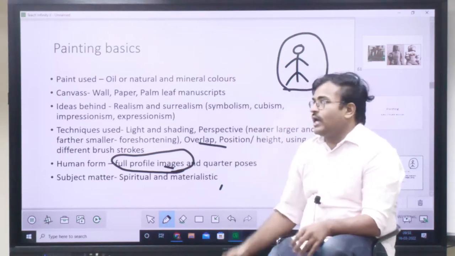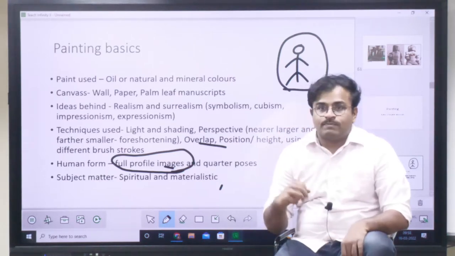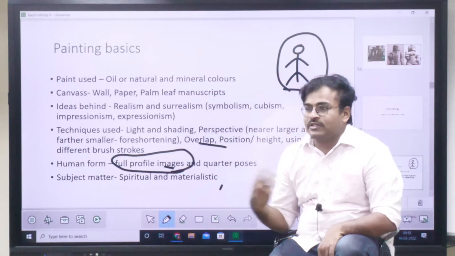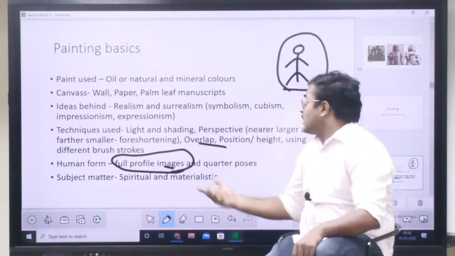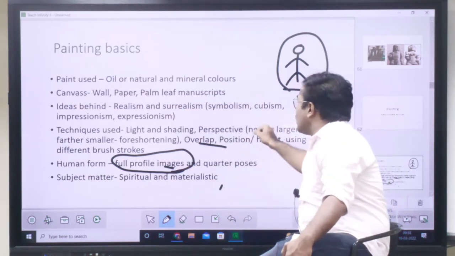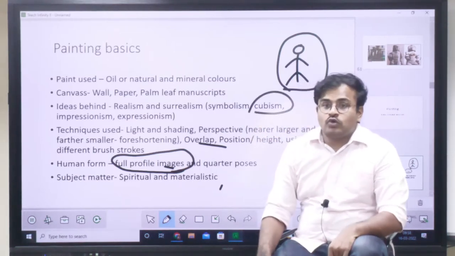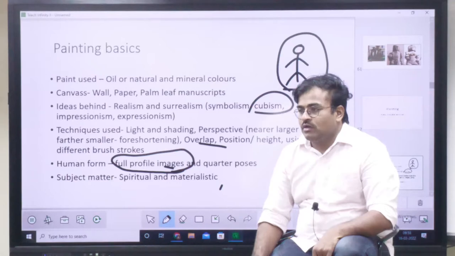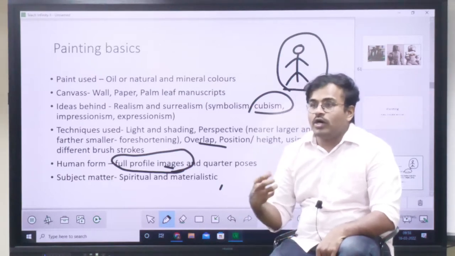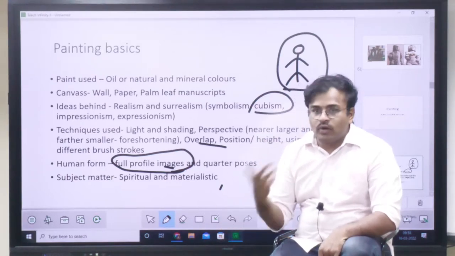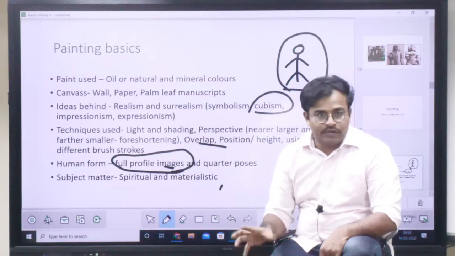Then, apart from symbolism, they also experimented with ideas like cubism. Some images show fantastical animals, wherein the body parts of the image are broken down and reintegrated. Are you getting what I'm trying to say?